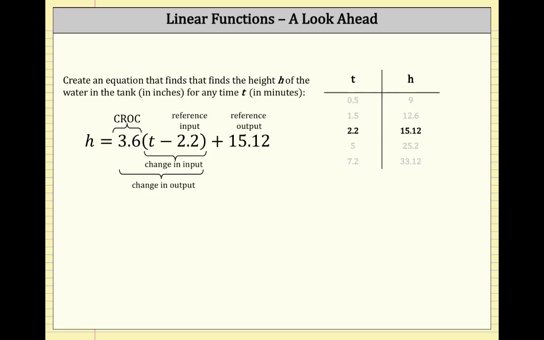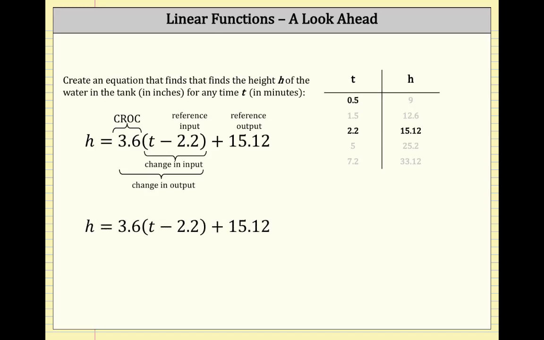Imagine that we wanted to create the table just using an equation. Now this equation is supposed to capture the idea of all those calculations that we were doing before, but done as one equation, because it does capture finding the change in input, then finding the CROC, which is the constant rate of change, and finding that change in output, and then adding it to the reference output, which would then determine that height of water in the tank. So let's see how this actually works out and see if it is consistent with our previous findings.